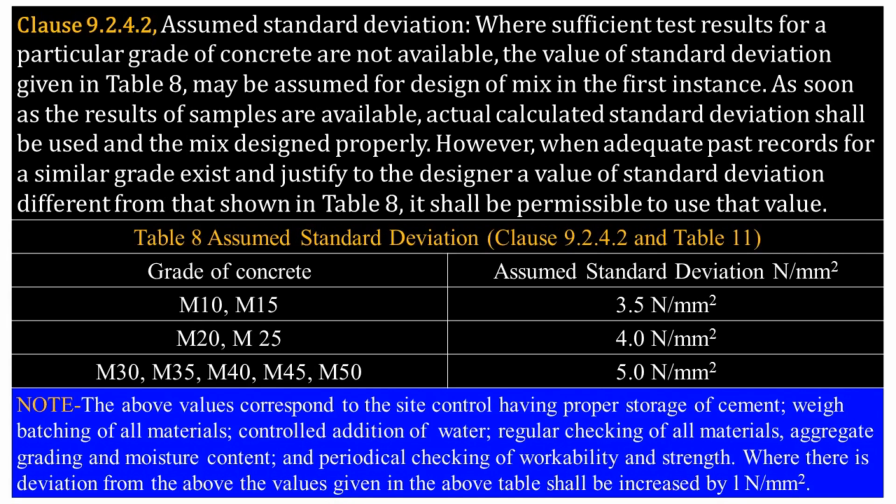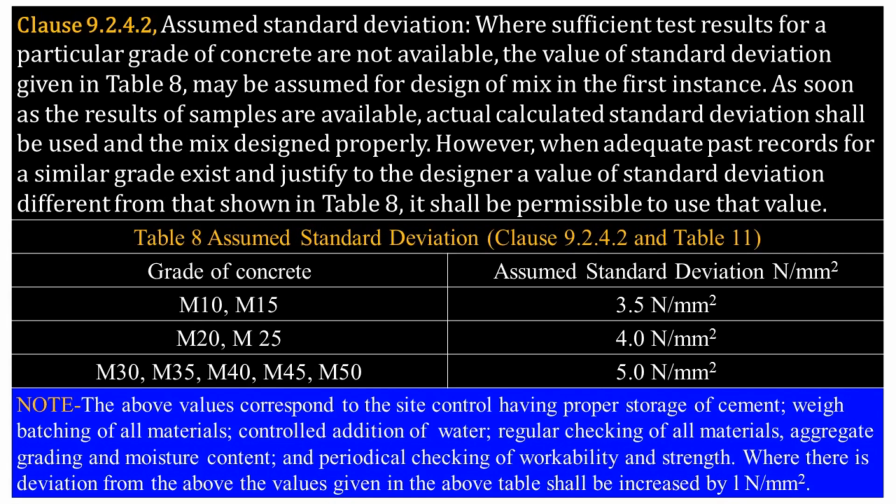This is our Table 8, assumed standard deviation, clause 9.2.4.2 and Table 11. In this table we have two columns. First column stands for grade of concrete and second column stands for assumed standard deviation in Newton per square millimeter. Grade of concrete, M10, M15. Assumed standard deviation 3.5 Newton per square millimeter.